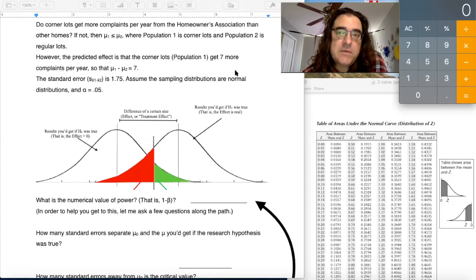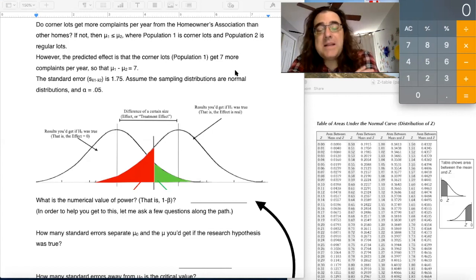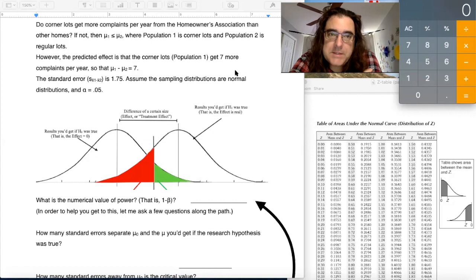Now, there were slightly different versions of this on the 9:30 and 11 o'clock assignments, but here's the thing. The prediction is in one direction. The predicted effect is that corner lots, population one, are going to get more complaints per year. That was supposed to be my tip off, that what you were dealing with was a one-tailed test. I didn't say, do corner lots get a different number of complaints? My prediction is that they get more complaints.